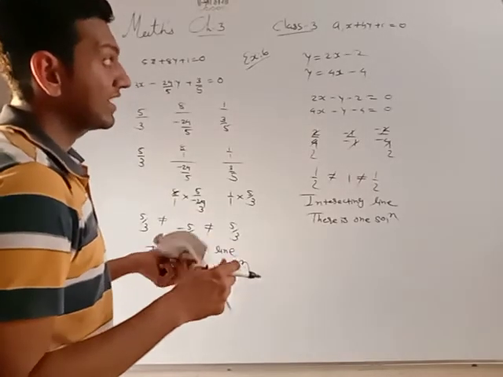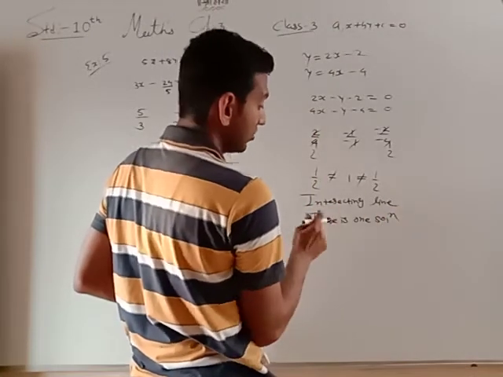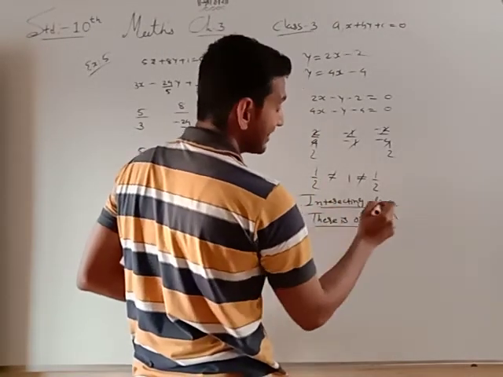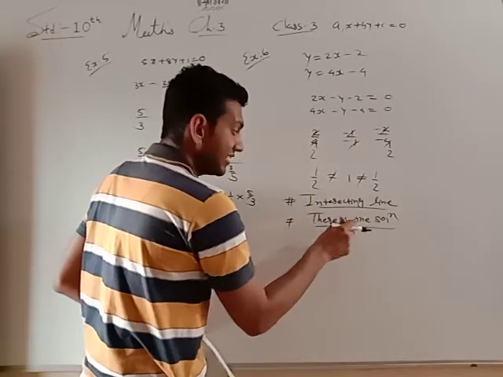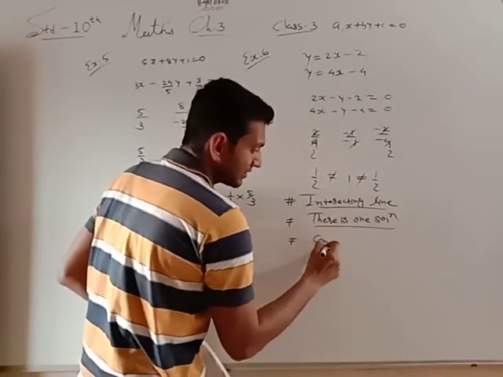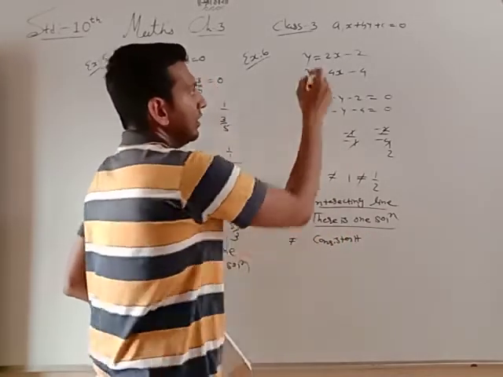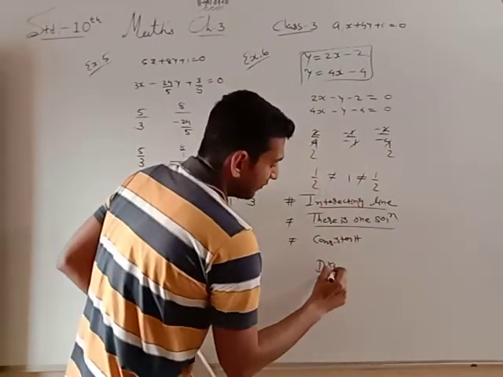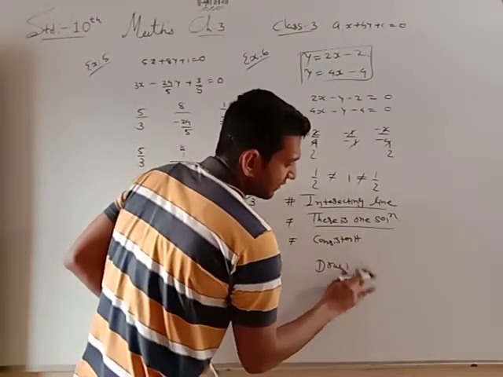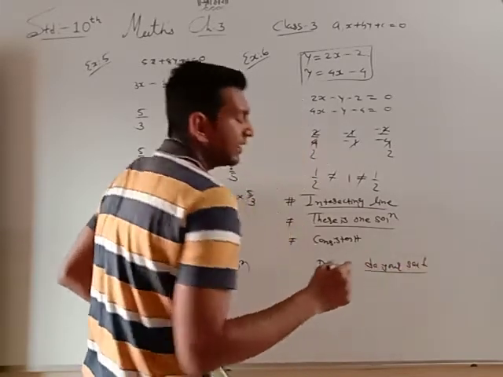And let's draw the graph. First find which type of solution you get. So there is only one solution, intersecting lines. So is it consistent or not consistent? If there is one solution, it means it is consistent. Now let's draw the graph. Do one work: draw the graph yourself. I think you can do it.